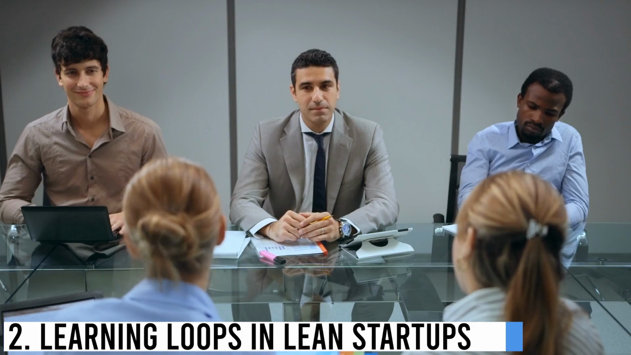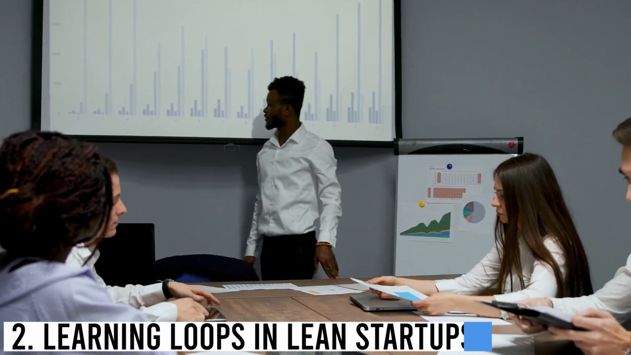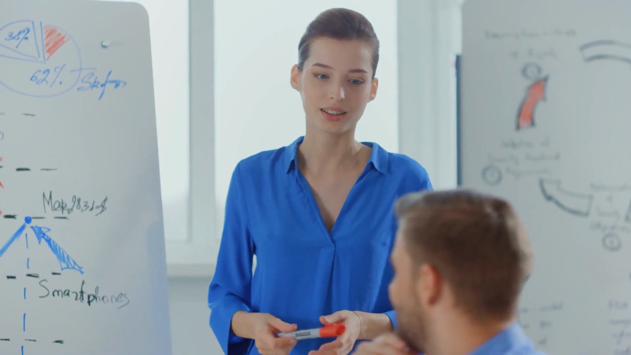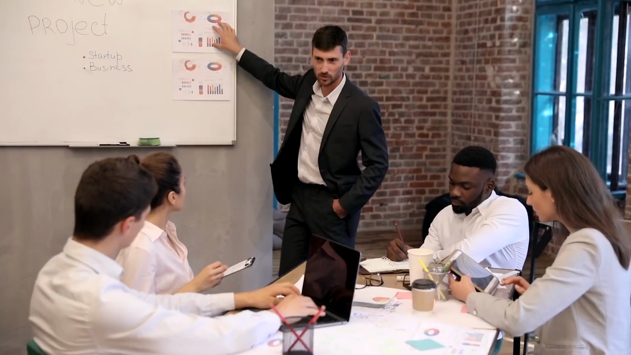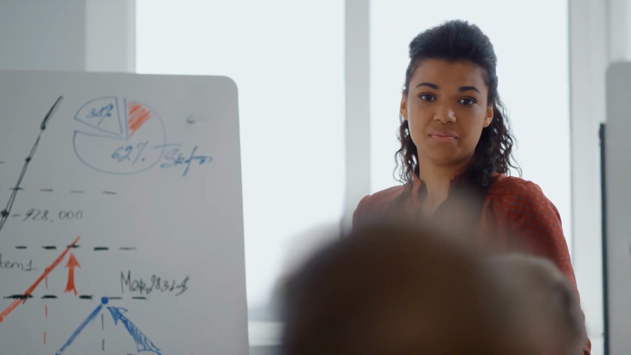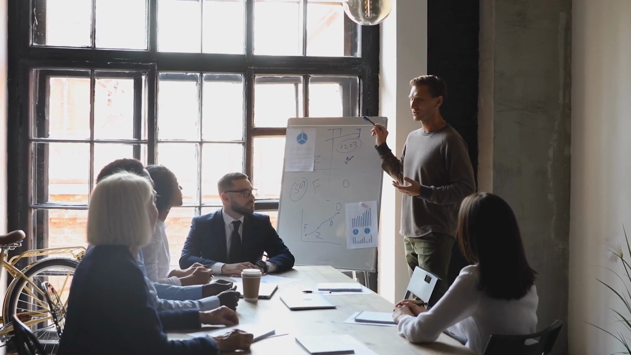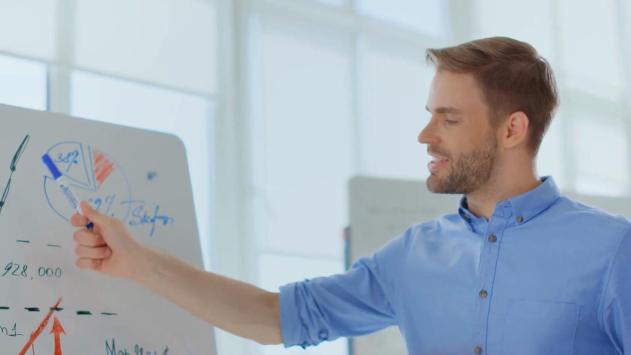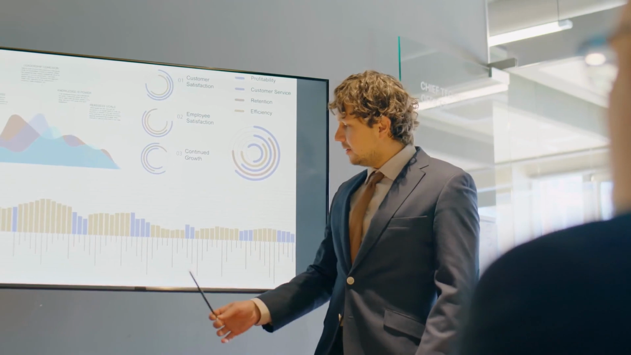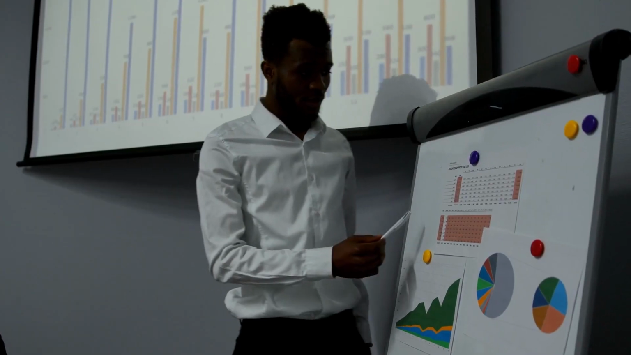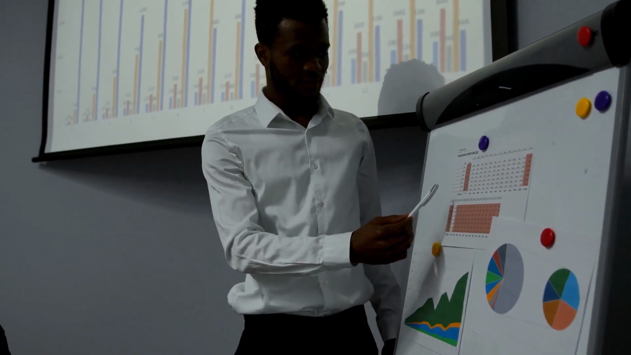2. Learning loops in lean startups. Hypothesis formation. Startups begin by formulating hypotheses about their target market, customer needs, problem-solution fit, or any other aspect of their business model. These hypotheses serve as assumptions that need to be tested and validated. Experimentation. Startups design experiments to test their hypotheses.